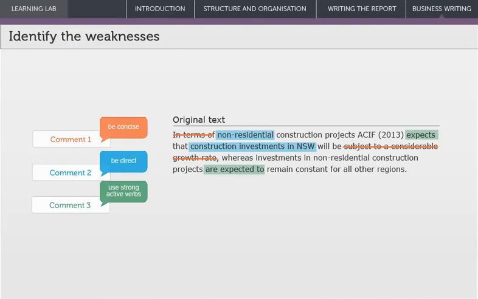The original sentence is difficult for the reader to understand. It is not clear until the end of the sentence that the focus is to compare non-residential construction in New South Wales with other regions. Therefore, it's helpful to keep the topic of the sentence together and put it first. Putting the topic at the beginning also helps to eliminate wordiness and passive verb forms.